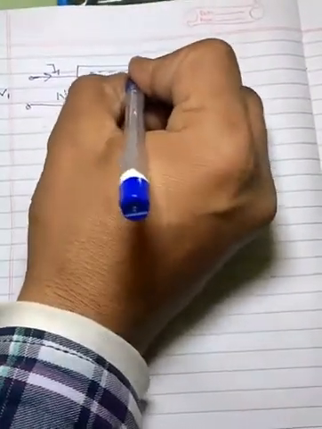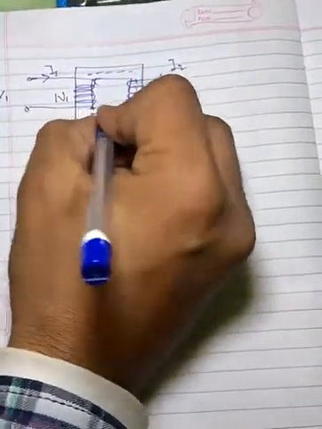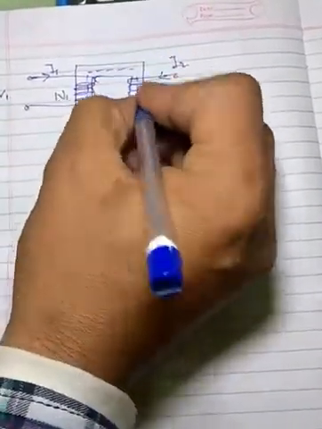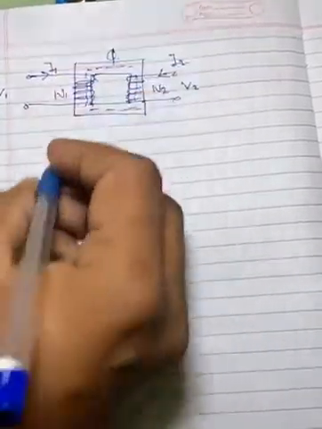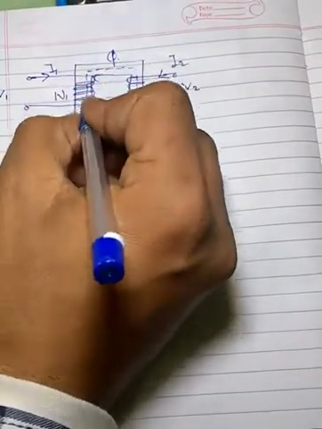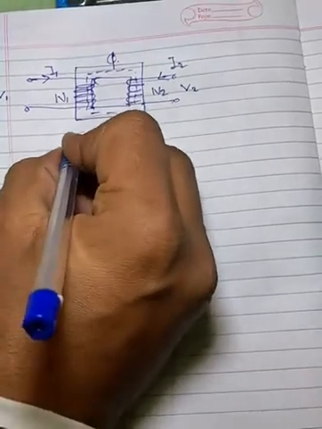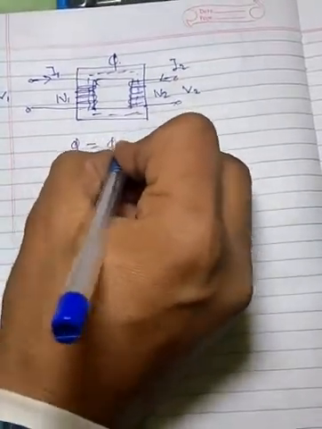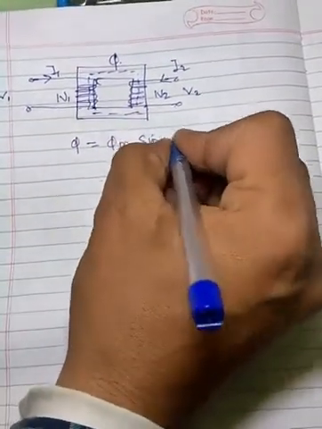This is the flux path set up by the current I1. As this current I1 is alternating in nature, it causes a flux that is also alternating in nature. Phi equals phi m sin omega t.